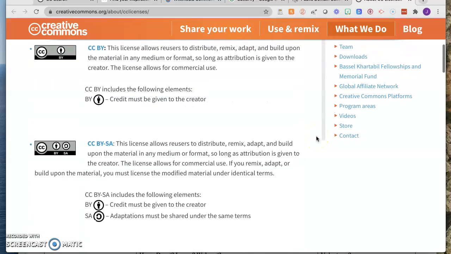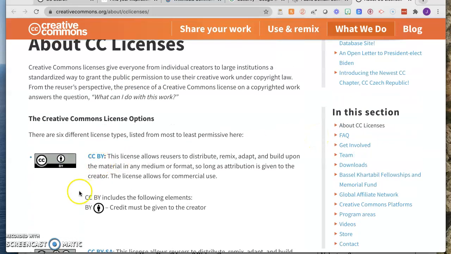If I come back up here to the top of the list where it says CC BY, this is pretty much that you can, it says right here, you can distribute it, you can remix, which means you can add it into something. You can adapt it, you can do all sorts of stuff with it, but you have to give credit. In other words, you're giving attribution to the creator. So this is a pretty wide open license.